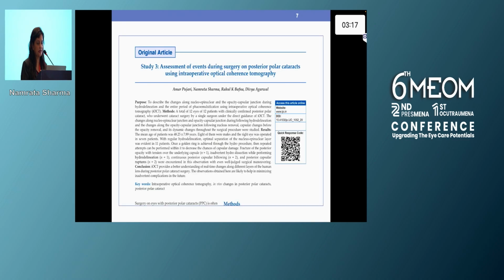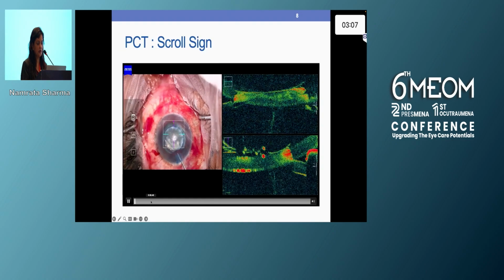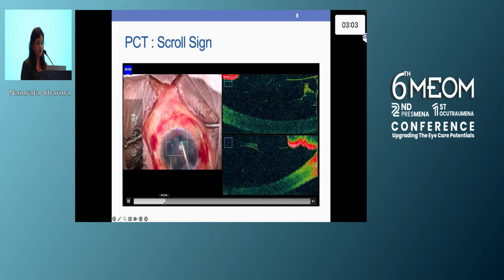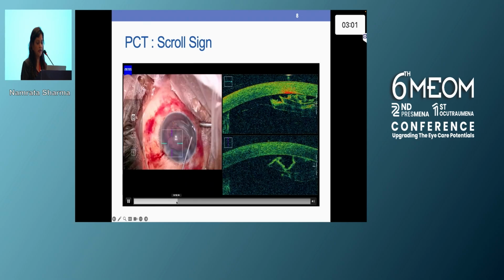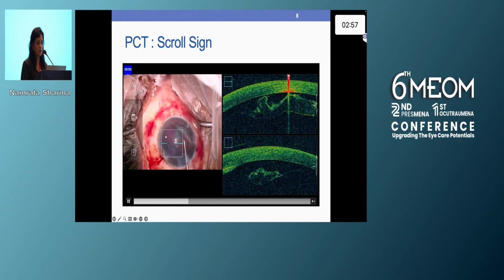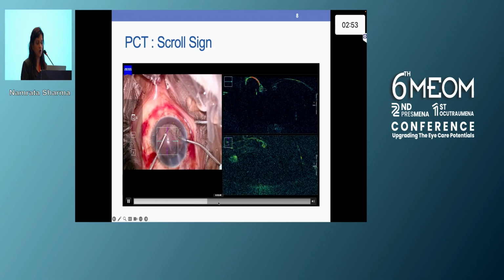And this is a study that I was talking to you about. We've used this for posterior polar cataracts, defined the various types of posterior polar cataracts based on the intraop OCT microscope, and this is a sign which was described by Ron Hugh, which is called the scroll sign. So once you have a posterior capsular tear, such as in this case, there was a posterior capsular tear which was present here. So the PC actually scrolls, and this is called the scroll sign.